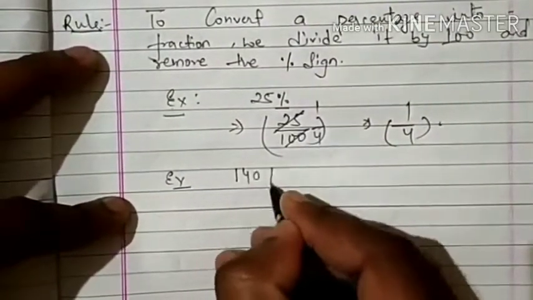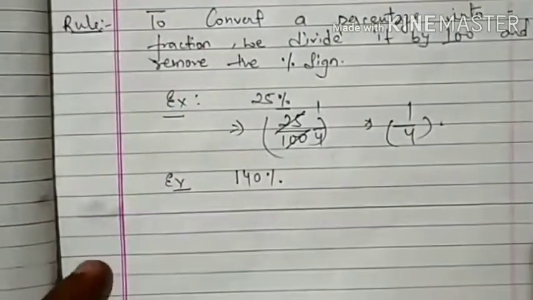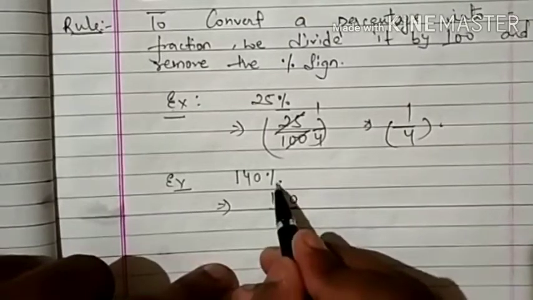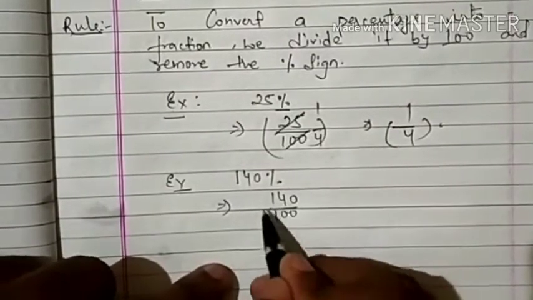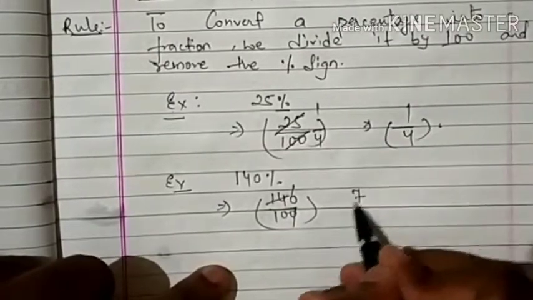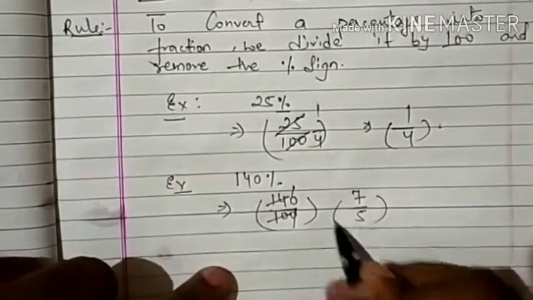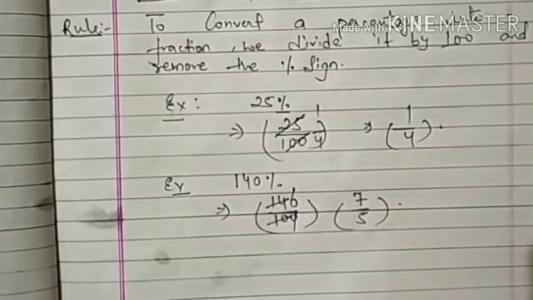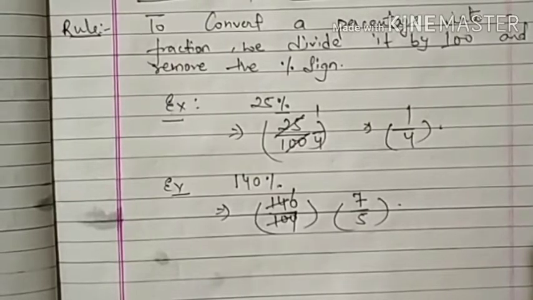Let's take one more example, 140%. What we will write? 140. We will remove percent with a division of 100. 0 will divide 0. 2 sevens are 14 and 2 fives are 10. So 7 by 5 is our required fraction. I hope you all are getting it. If you have any doubt, kindly comment.